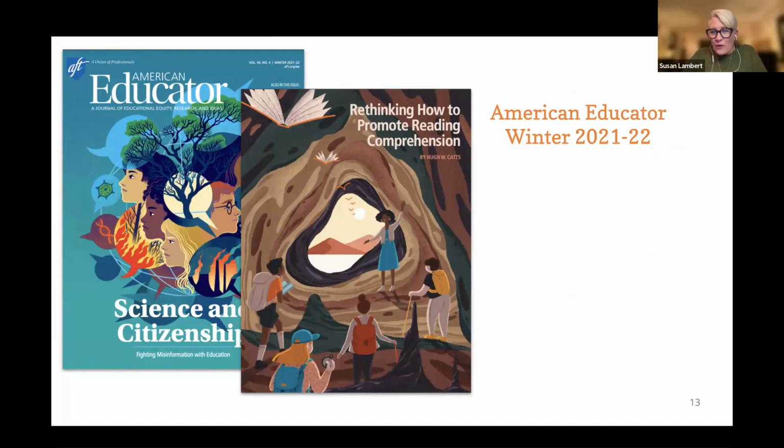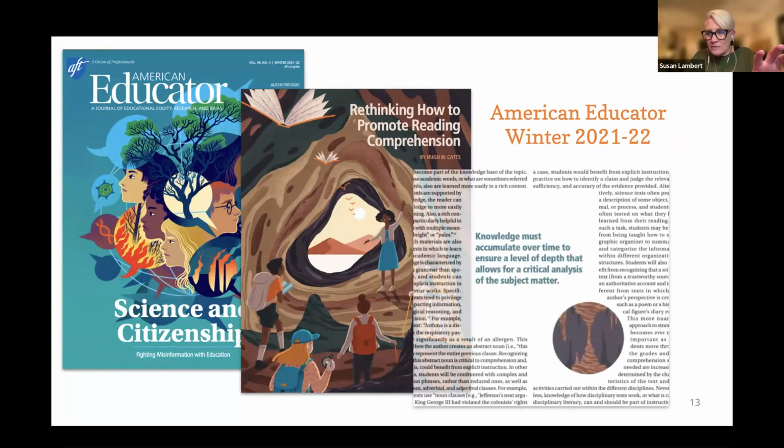It's a science issue. And in this science issue, Hugh Katz actually talks about rethinking how to promote reading comprehension. And he says, knowledge must accumulate over time to ensure a level of depth that allows for critical analysis over the subject matter. You can't just learn something one day and actually be able to critically analyze it. It means that knowledge comes in layers, and kids need lots of different kinds of exposure to new knowledge and to new content over time in order to really be able to use that knowledge in a critical analysis kind of way.